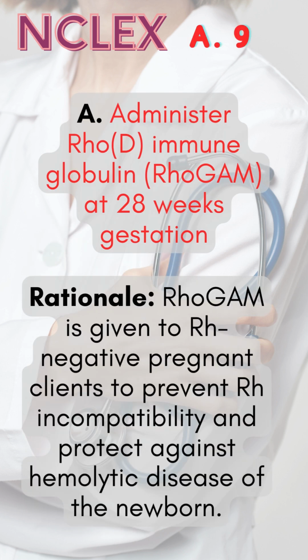Answer: A. Administer RhoD immune globulin, RhoGAM, at 28 weeks gestation. Rationale: RhoGAM is given to Rh-negative pregnant clients to prevent Rh incompatibility and protect against hemolytic disease of the newborn.